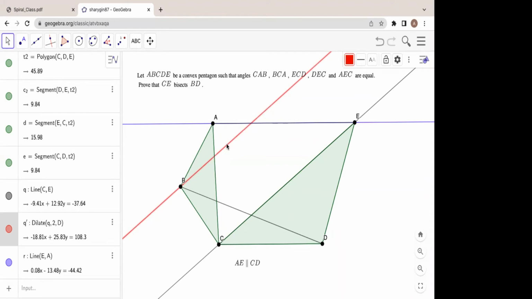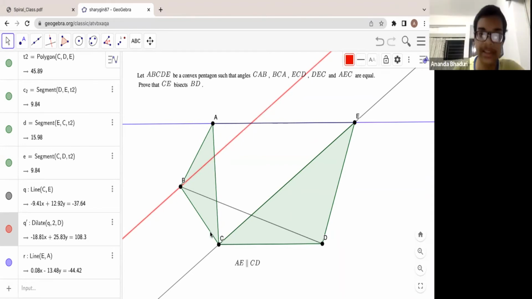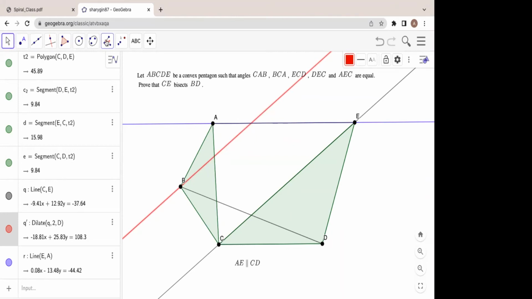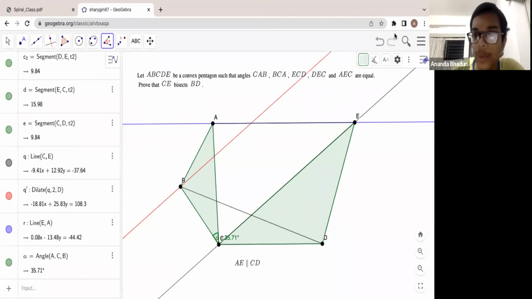Will be equal to angle AEC, which is this angle, which is also this angle, which we want to show is the rotation angle. So the rotation component of our spiral similarity is angle ACB, and the homothety part is CB by CA.